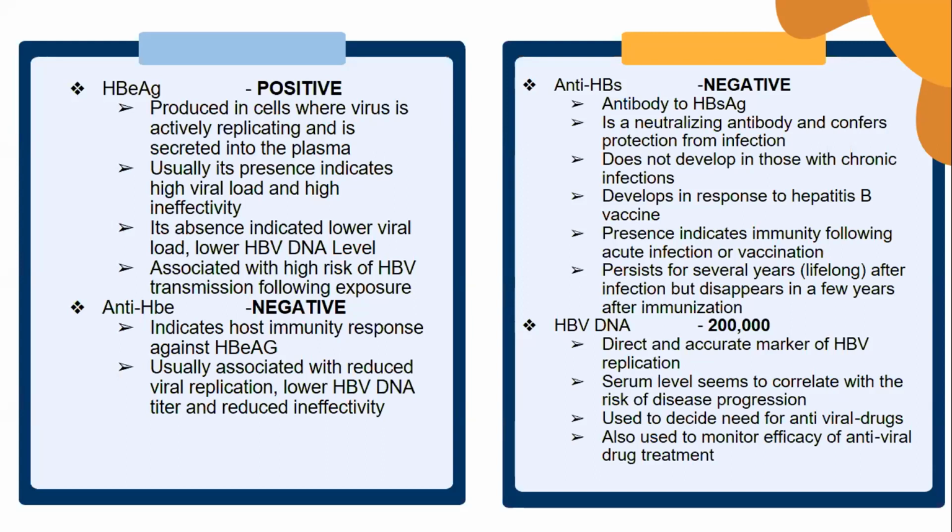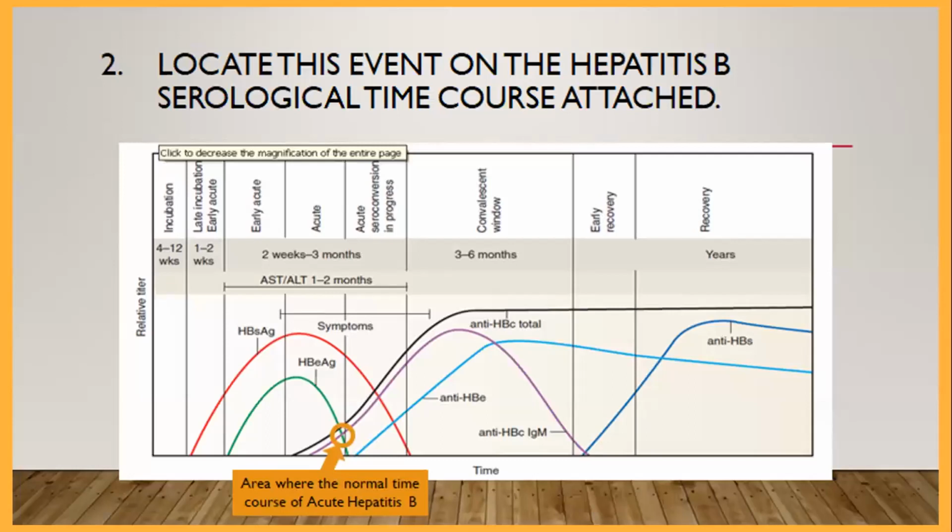Lastly, we have the HBV DNA at a level of 200,000. It is a direct and accurate marker of HBV replication. Serum level seems to correlate with the risk of disease progression. It is used to decide the need for antiviral drugs and can also be used to monitor efficacy of antiviral drug treatment.